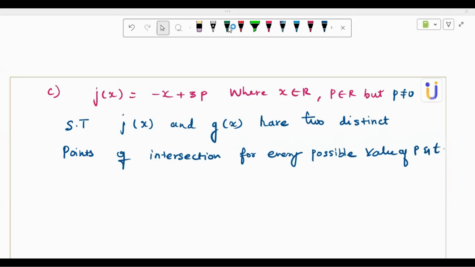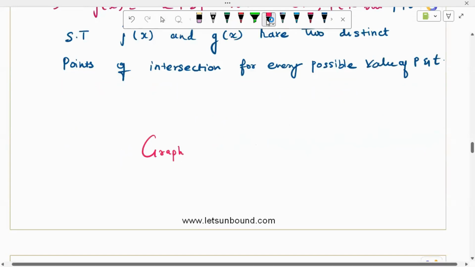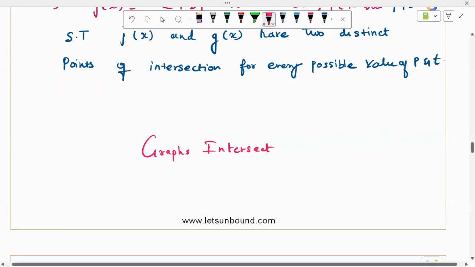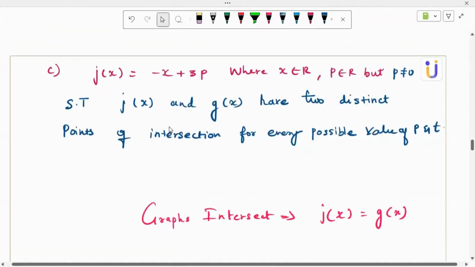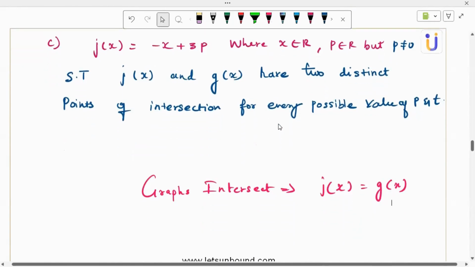Whenever the graphs intersect, algebraically we can equate them. So that's the thumb rule. When graphs intersect, you can equate them. And what we should do is j of x equals g of x. They will meet for every possible value, and it's always two distinct points of intersection that we need to show.